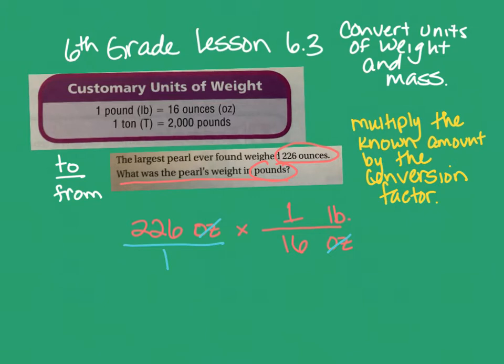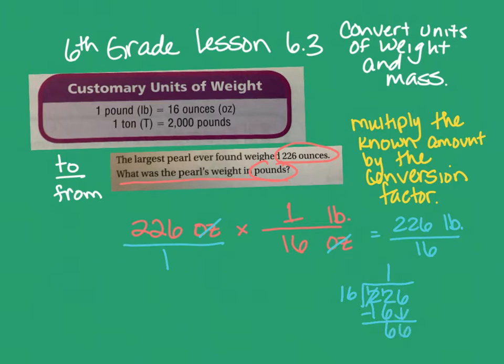So now I'm just going to multiply straight across. 226 times 1 is 226. The pounds label is still there. 1 times 16 is 16. And now I will just divide 226 divided by 16. And now you're probably thinking, man, I wish we did the metric system so I could just move decimals around. So yeah, me too. 226 divided by 16. 16 goes into 2 none times and goes into 22 one time. That leaves me with 6 left over.